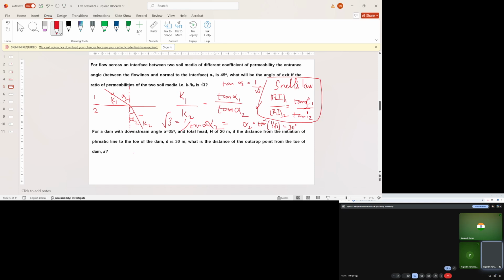Right. So now coming to the next question: for a downstream angle alpha equal to 35 degrees, the total head of 20 meters, the distance from the initiation of phreatic line to the toe of the dam D is 30 meters. What is the distance of the outcrop point from the toe of the dam, A? All right. So first of all, you have to draw the diagram and depict what has been given in words as pictures, right?